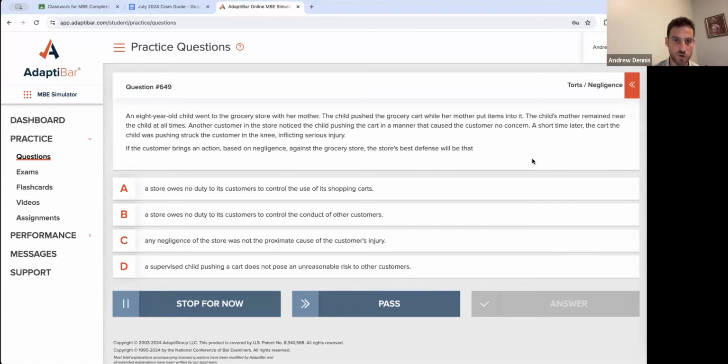A: a store owes no duty to its customers to control the use of its shopping carts. B: a store owes no duty to its customers to control the conduct of other customers. C: any negligence of the store was not the proximate cause of the customer's injury. D: a supervised child pushing a cart does not pose an unreasonable risk to other customers.